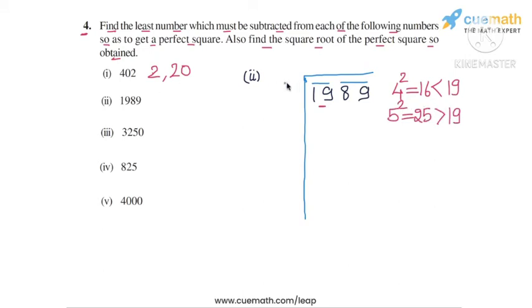So the divisor in the first step will be 4, and this will also be the first digit in the quotient. And 4 into 4 is equal to 16. Now we subtract. 19 minus 16 gives us 3, and then we take these digits 89 and bring them down, and that gives us the dividend for the second step, 389.